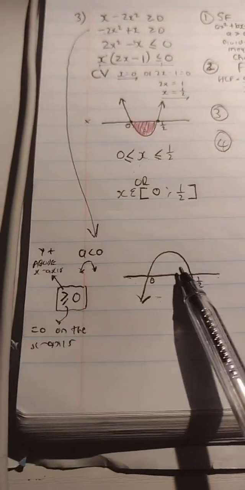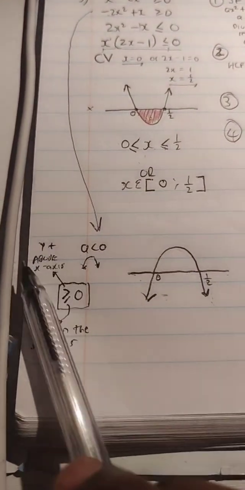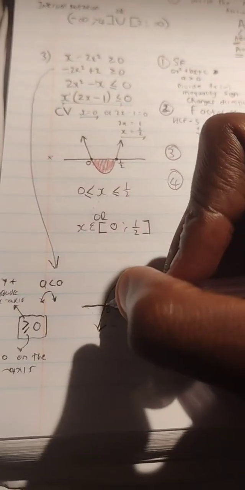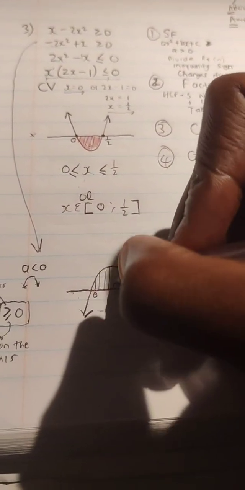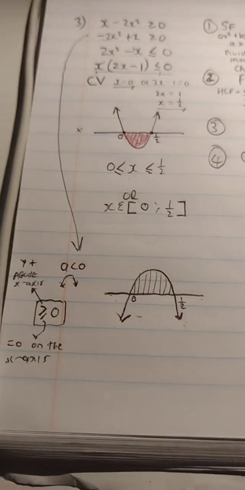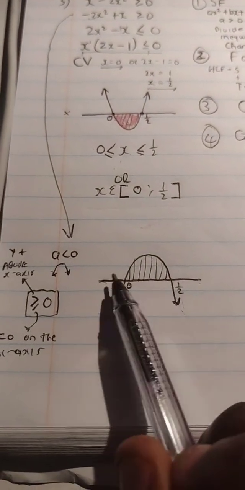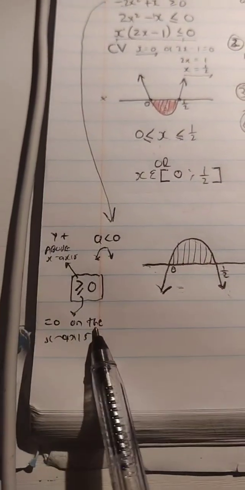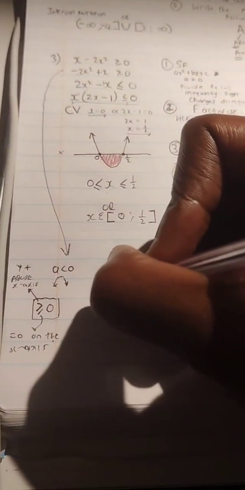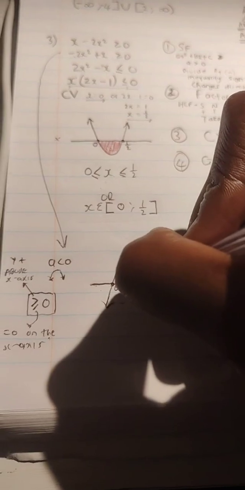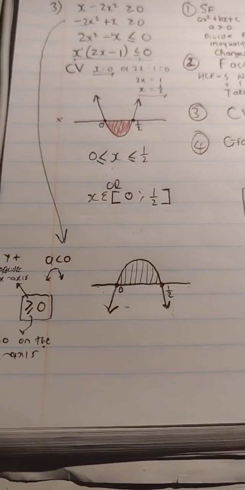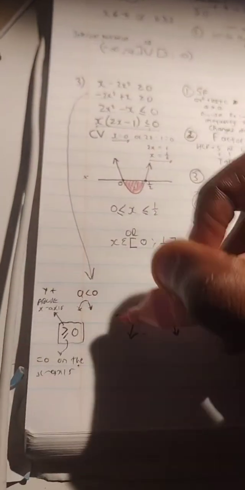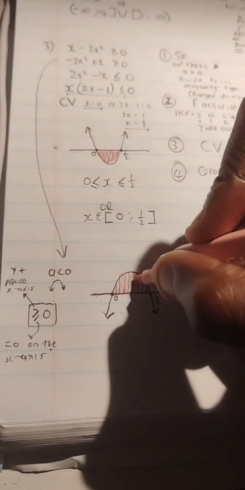So let us come now to here and check where is the function above the x-axis. I'm sure you can see where it is above. It is above here. This is where it's above, right? The function is above the x-axis here, right? Where is it on the x-axis? It's on the x-axis here. So this is the part we are looking at.